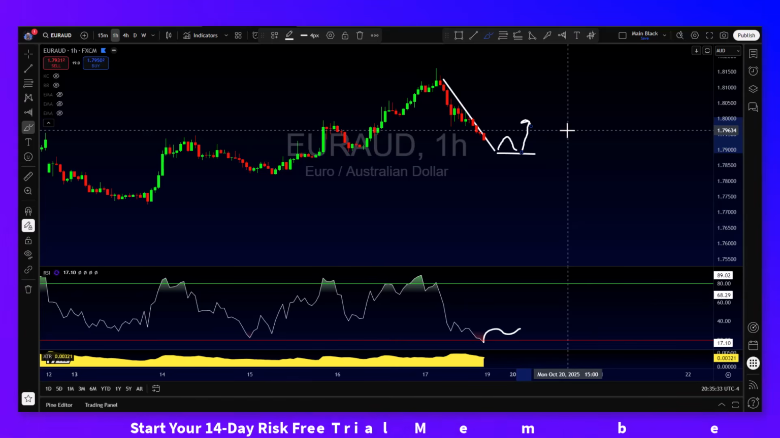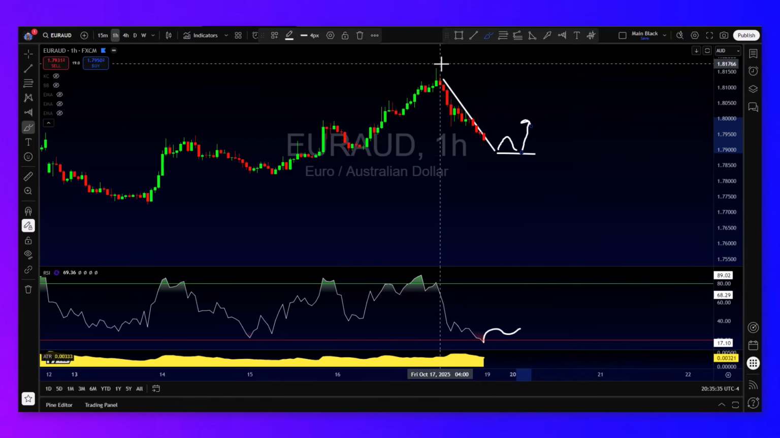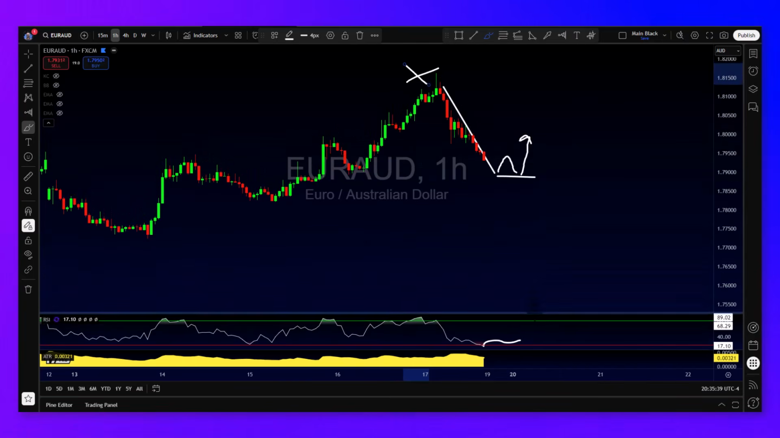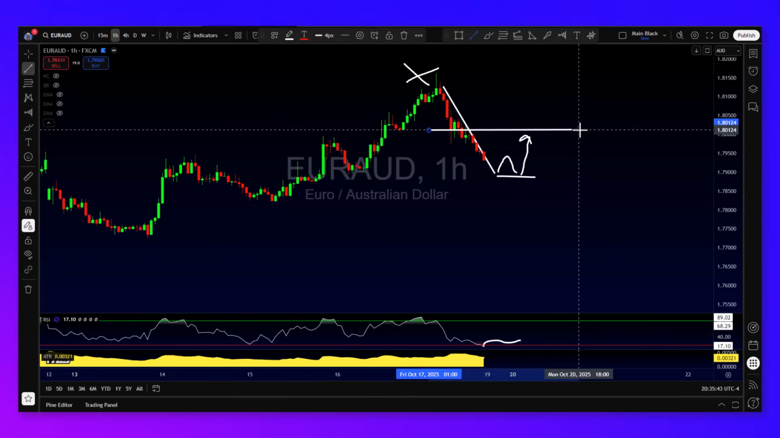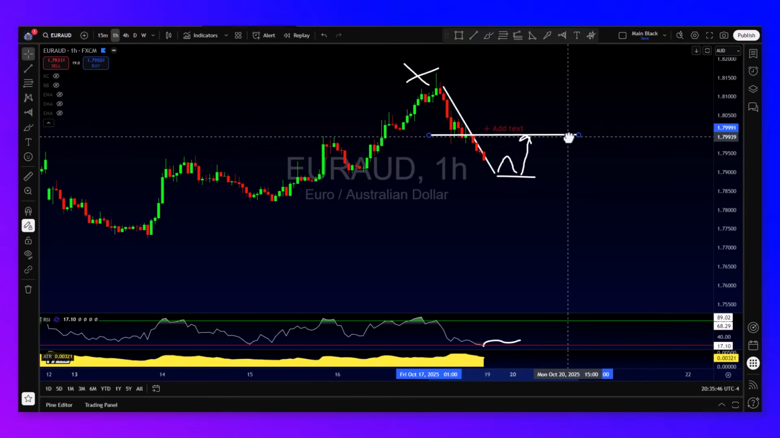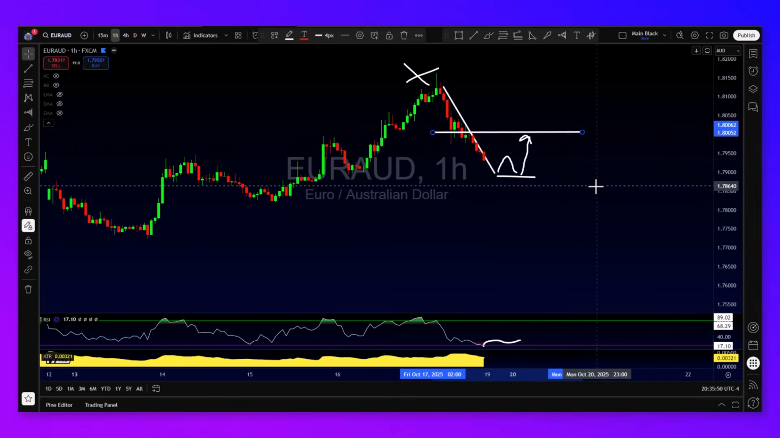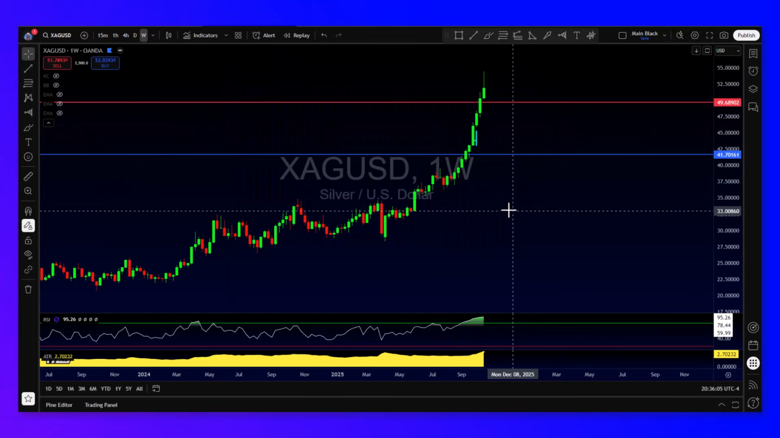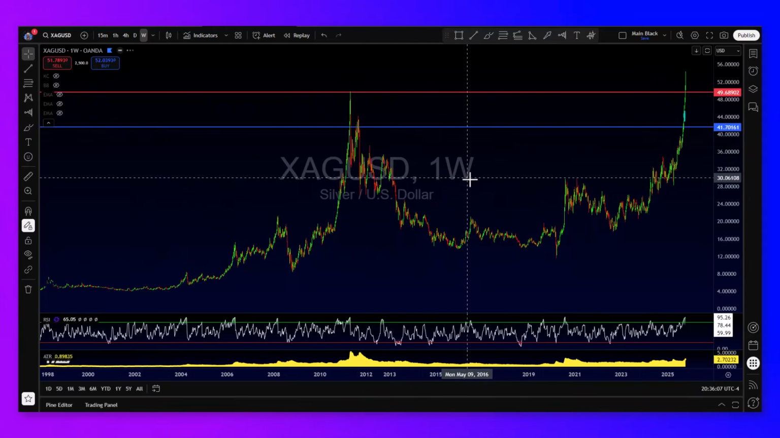Now, again, we're not looking for a continuation here because this level never broke that previous level of structure, but you could look for a nice little counter trend trade back up into the structure lows right here. So about 180. Not bad. 179 flat to 180 flat. Little hundo pipper there. Silver. Took a while, but we're finally catching up to gold.